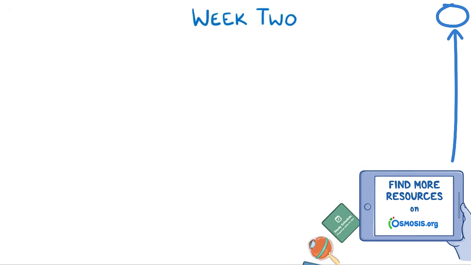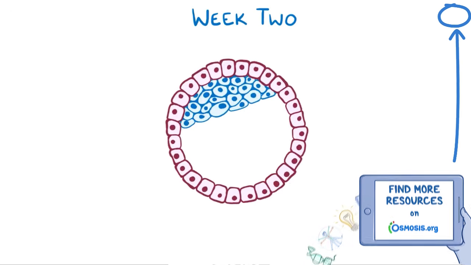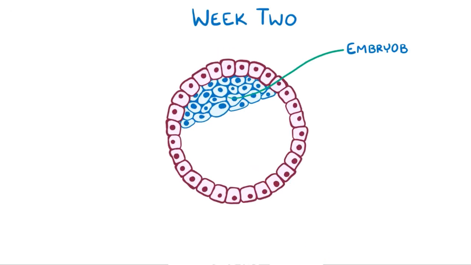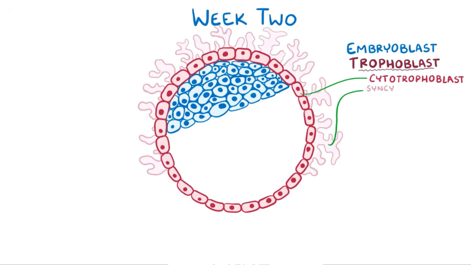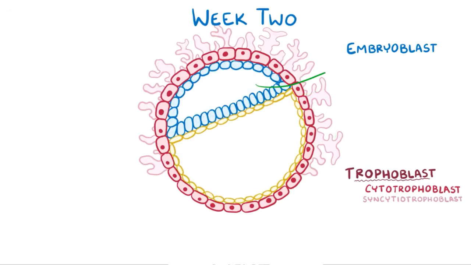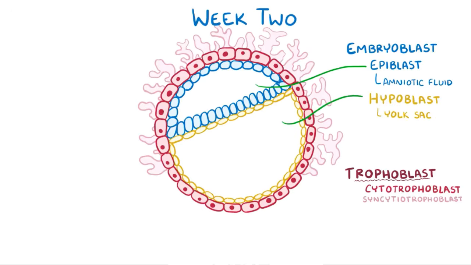In week 2 of development, the blastocyst has two parts, an inner part that's the embryoblast, and an outer part called the trophoblast, which develops into the cytotrophoblast and syncytiotrophoblast. The embryoblast has two layers called the epiblast, which contains the amniotic fluid, and the hypoblast, which contains the yolk sac, which is filled with vitelline fluid that can nourish the embryo.